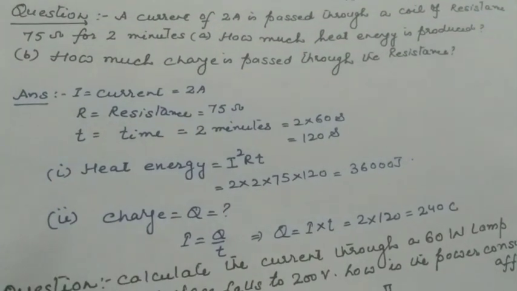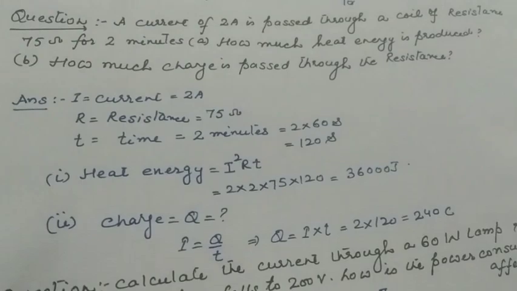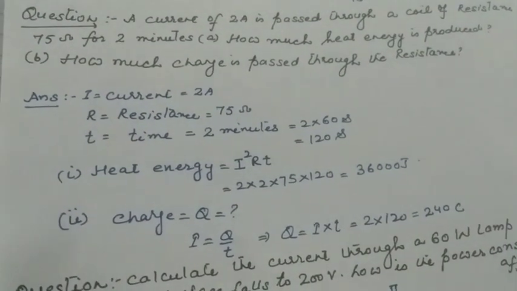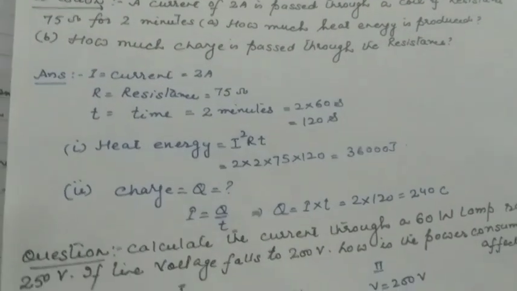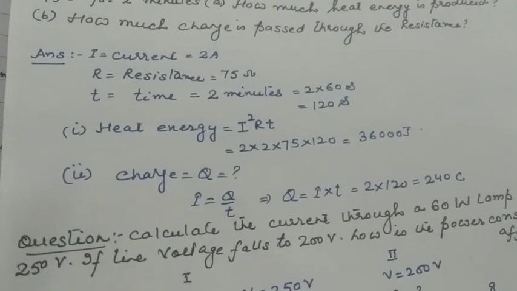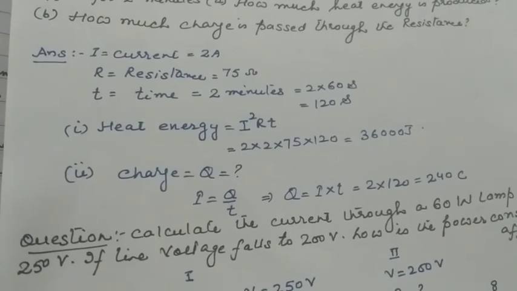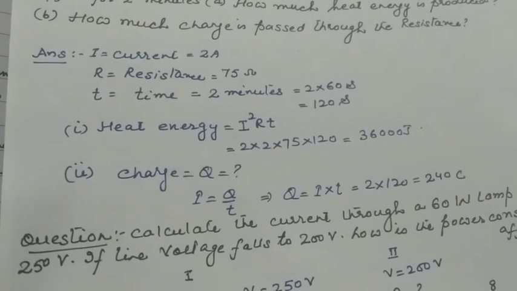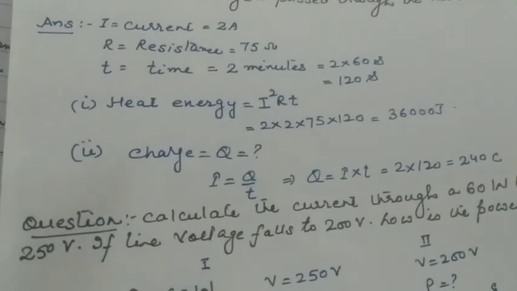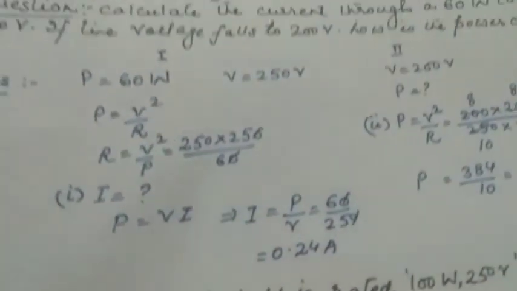So here we are using for heat energy the formula I square RT. I is given, R is given, very simple. Whereas T is given in minute, firstly we will convert it into second. Substitute all these values and we will get the answer for heat energy. Same for charge, the charge formula I is equal to Q upon T or Q is equal to I into T from the definition of current. We will get the charge answer 246 coulomb.